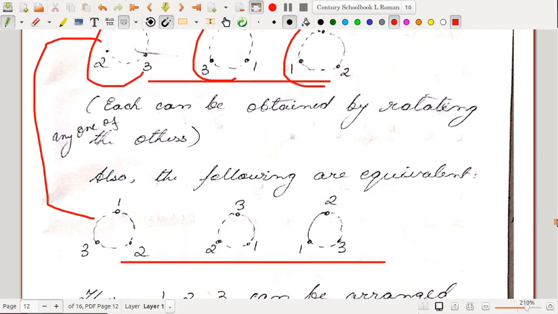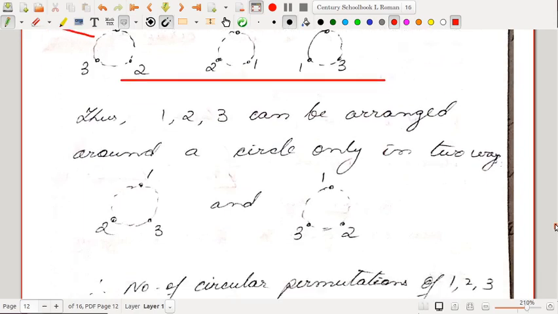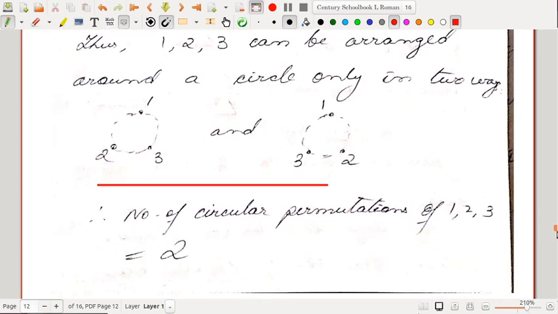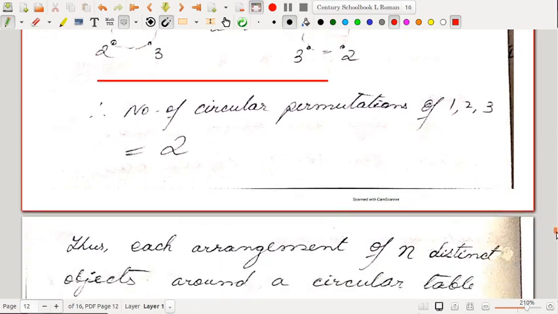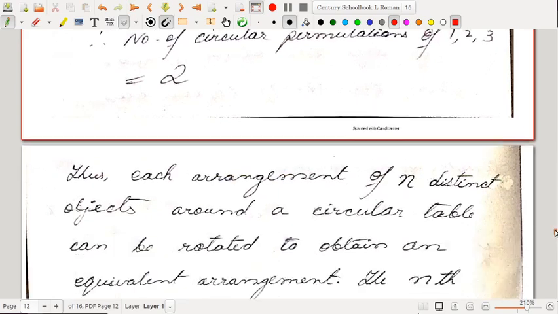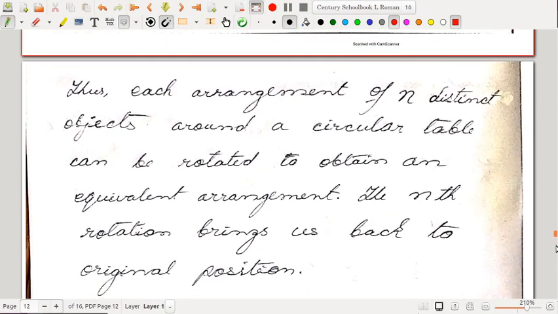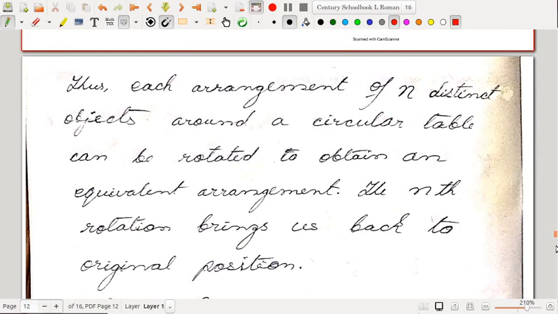Let us see how to compute how many ways there are to arrange in a circular table. Those 1, 2, 3 can be arranged around a circle only in 2 ways. 1, 2, 3 is one arrangement, 1, 3, 2 is another arrangement. So the number of circular arrangements is only 2. Thus each arrangement of n distinct objects around a circular table can be rotated to obtain an equivalent arrangement. The nth rotation brings us back to the original position.